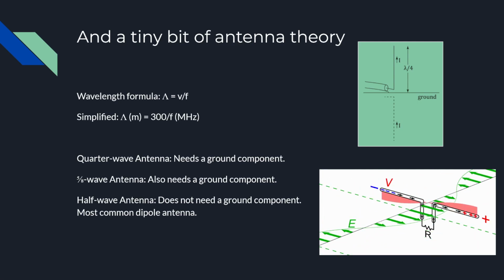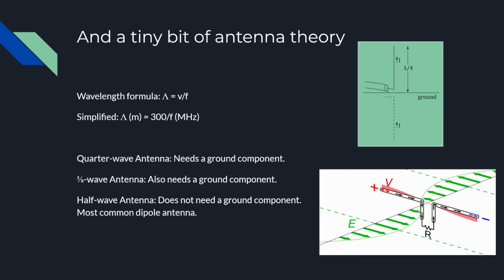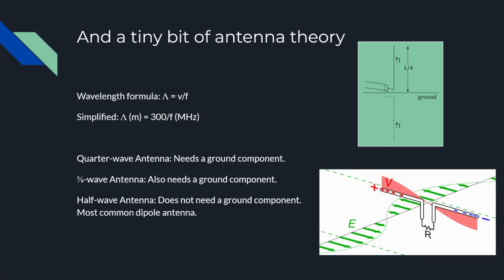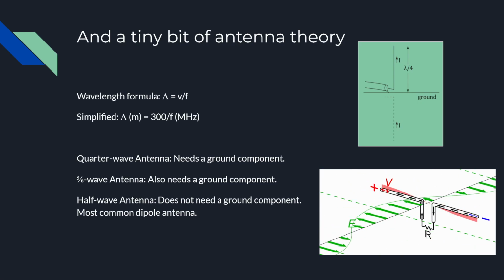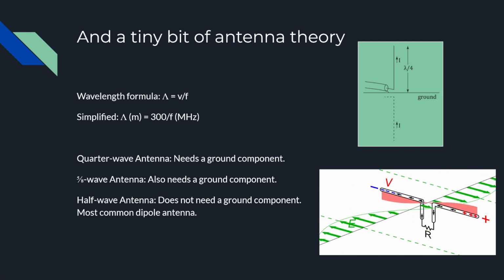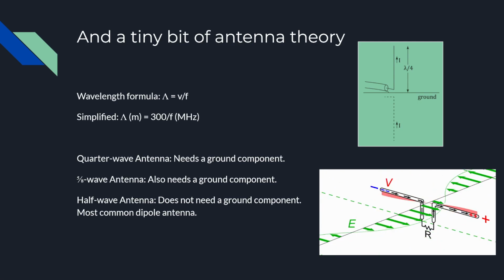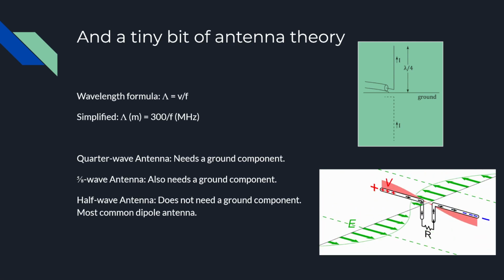For all intents and purposes, radio waves travel at the speed of light at all times. To simplify that, I usually use the wavelength in meters is 300 divided by the frequency in megahertz. That's going to be the easiest way, in my opinion, to figure out what the wavelength is. And that's very important because the efficiency of the antenna can depend on the length of the antenna compared to the wavelength.